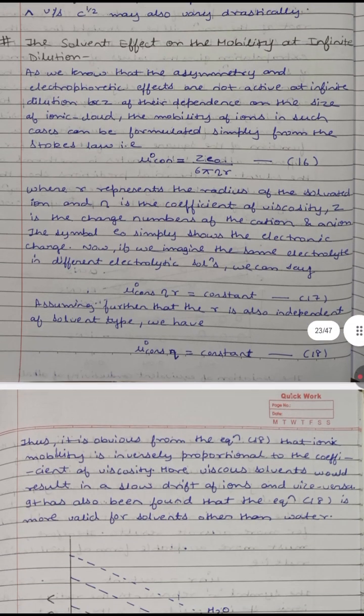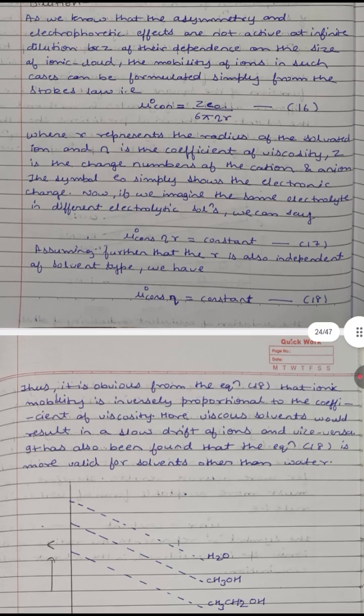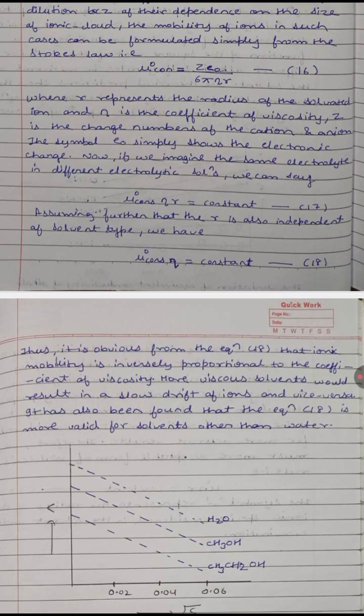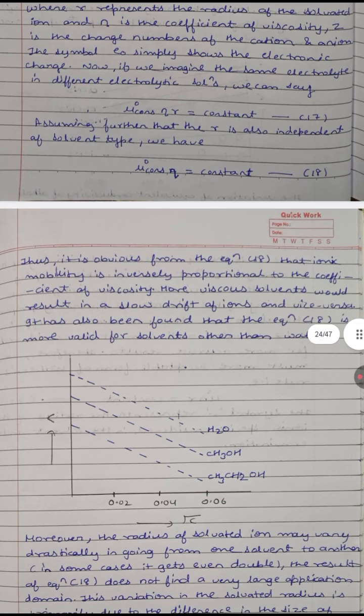Next topic is the solvent effect on the mobility at infinite dilution. As we know, the asymmetry and electrophoretic effects are not active at infinite dilution because of their dependence on the size of ionic clouds. The mobility of ions in such cases can be formulated simply from the Stokes law, that is mu naught equals z e naught divided by 6 pi n r. This is equation 16, where r represents the radius of the solvated ion and n is the coefficient of viscosity, z is the charge number of cation and anion, and symbol e naught simply shows the electronic charge.